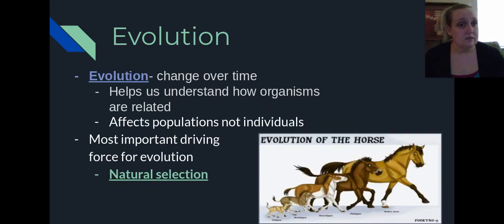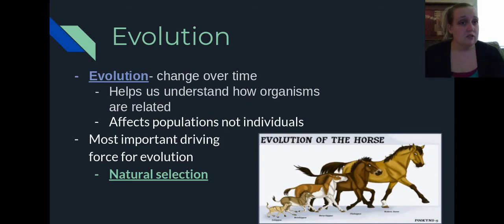Now, our next theme is evolution. Evolution is simply change over time. Evolution is how biologists and other scientists can look and see how organisms are related, how subtle changes can happen over time so that you'll end up with organisms that look different, but you can look back at their evolution and see that they were more similar at one point.